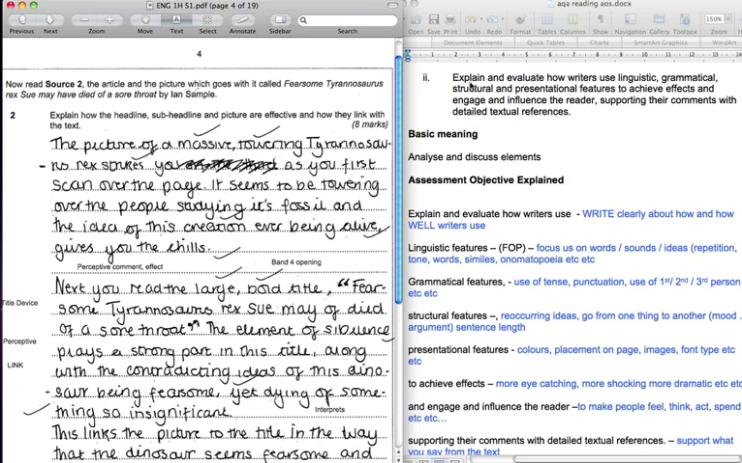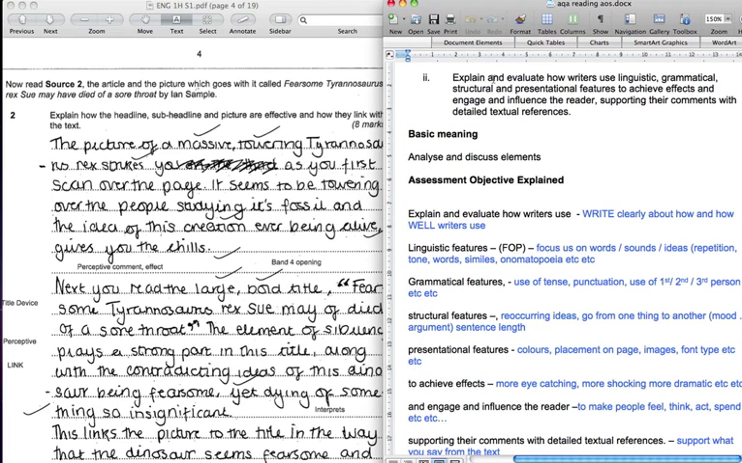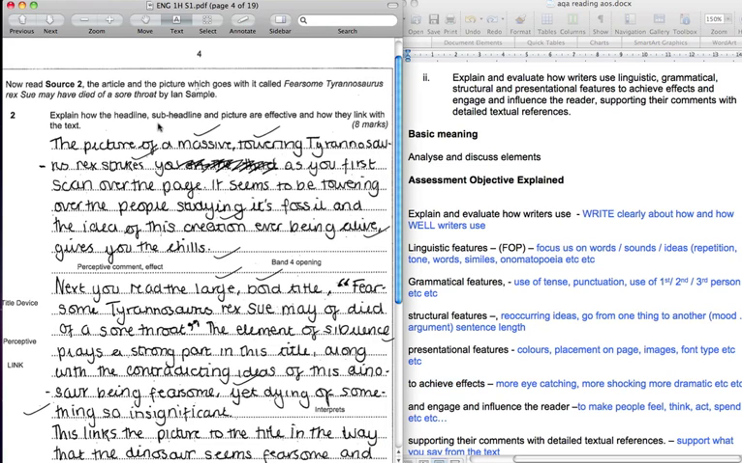So what we're going to be seeing a lot of in this one is explaining and evaluating how writers use... We're going to be looking at linguistic features, definitely in this one, and we're also going to be looking at presentational features, because this is our analyze presentation and link question, and we're going to be looking obviously at how the effects are achieved. So let's go. Explain the headline, subheadline and picture.